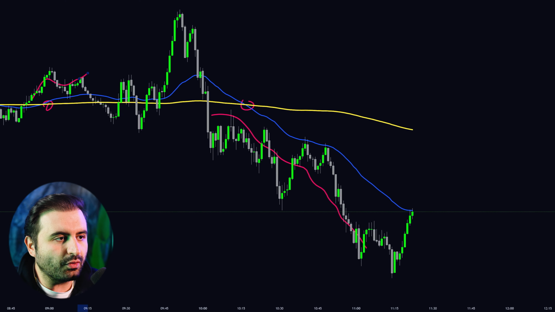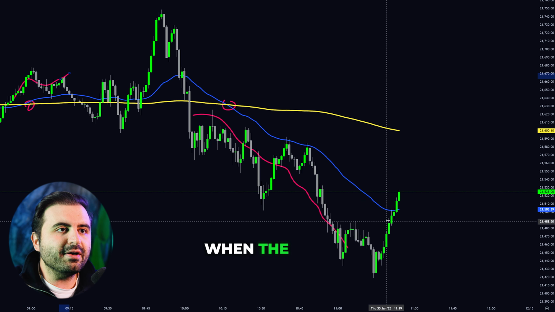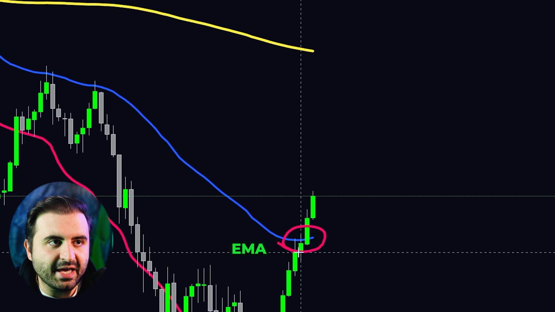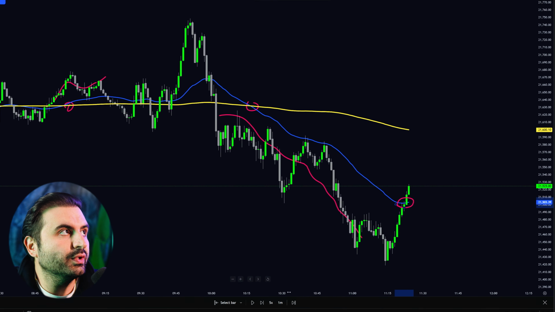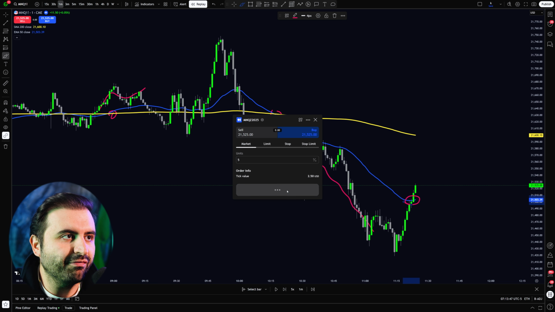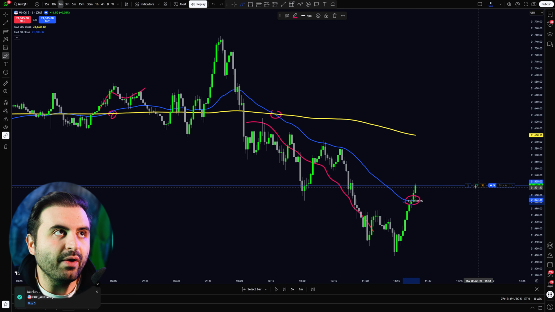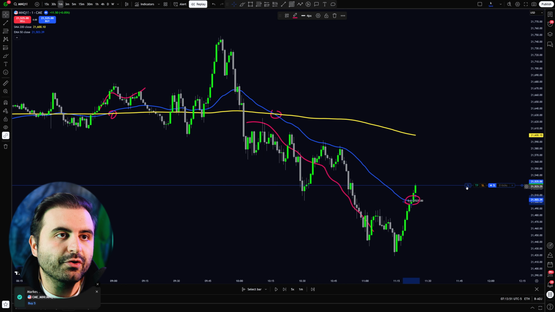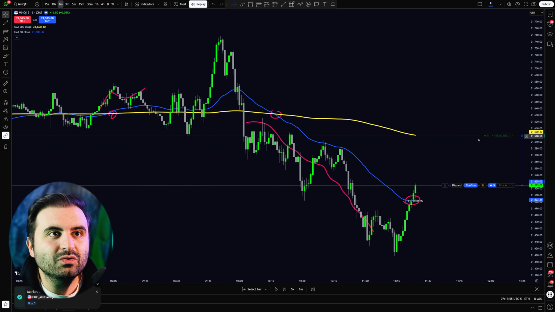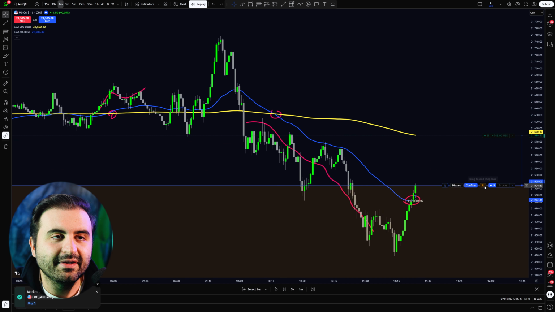What you want to do is, let's roll the market together now. When the price closes a candle above the 50 EMA here, what you want to do is basically go here and execute 5 contracts, right? I want to buy when we cross up the EMA, and my TP will be the 200 SMA.